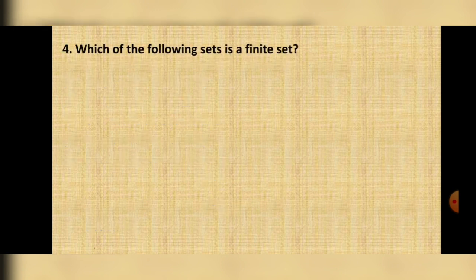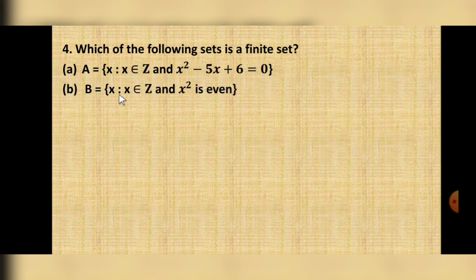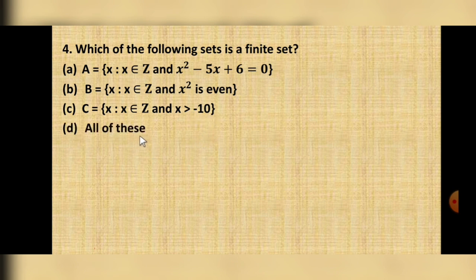Next example number 4. Which of the following sets is a finite set? First one, set A, x such that x belongs to Z, that is the set of integers, and the given quadratic equation is x squared minus 5x plus 6 equals 0. Option B, set B equals x such that x belongs to Z and x squared is even. Option C, x such that x belongs to Z and x is greater than minus 10. Option D, all of these.